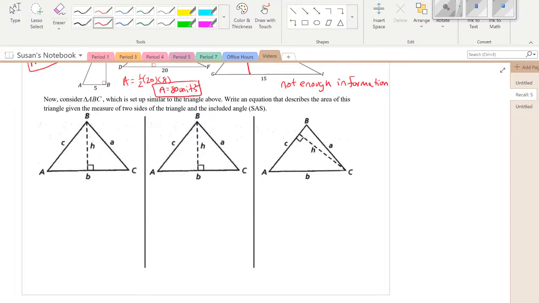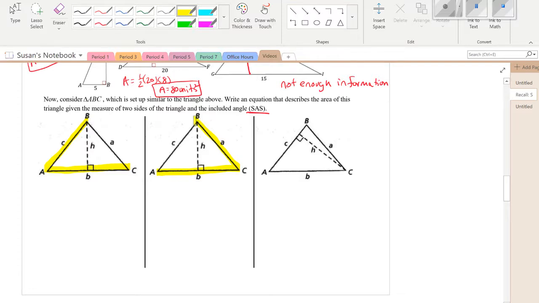So now let's consider triangle ABC, which is set up similar to the triangle above. Write an equation that describes the area of this triangle given the measurements of two sides of the triangle and the included angle. So we're saying that we are given two sides and the included angle, so side, angle, side. We're just going to pick for each one which one we're going to do. The first one I'm going to pick is this side, the included angle is going to be A, and this side here. For the next one, let's do this side, that angle C, and side A.